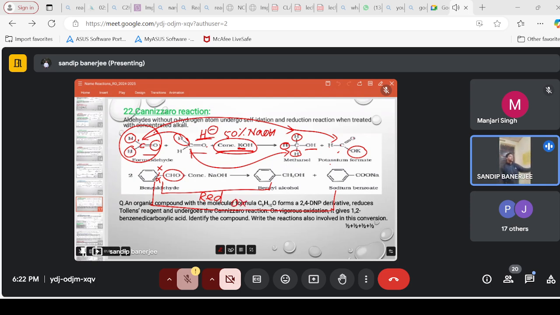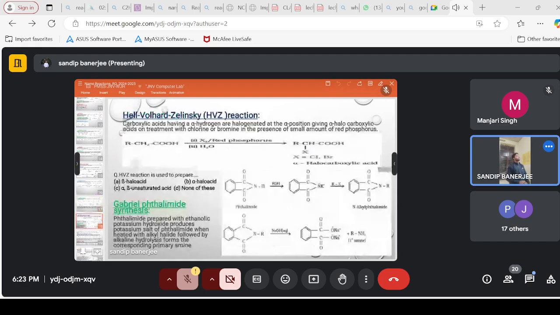Okay, so this is a simultaneous oxidation and reduction reaction, or sometimes this is called a disproportionation reaction, meaning a reaction in which, from the same substrate, oxidation and reduction happen. They are called disproportionation reactions. You can solve this question. Okay, this is the application of this one. Now, there is a shortage of time, so I'm going through quickly.